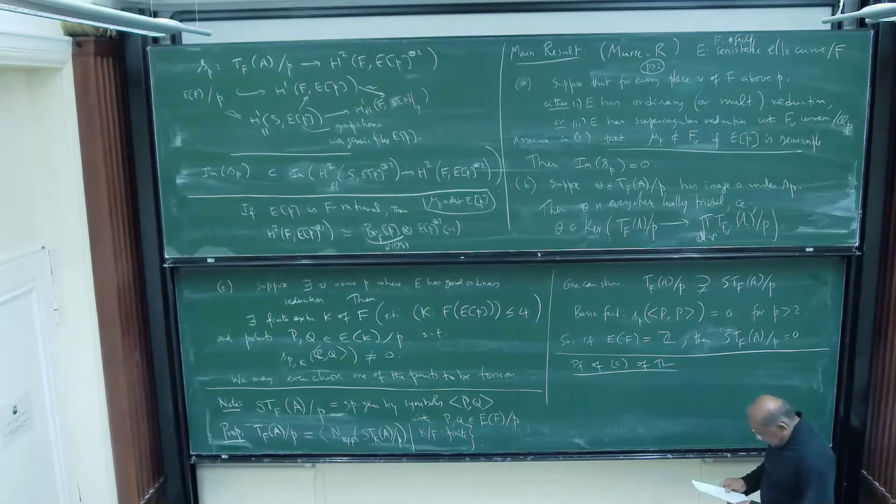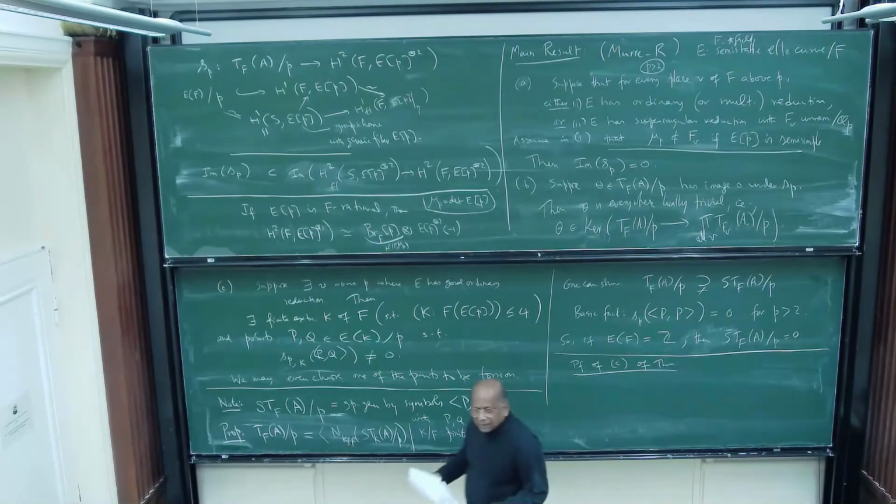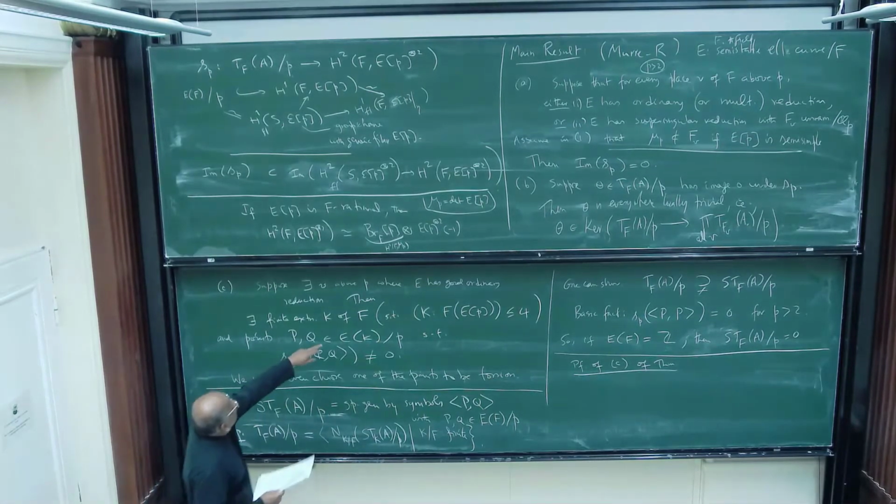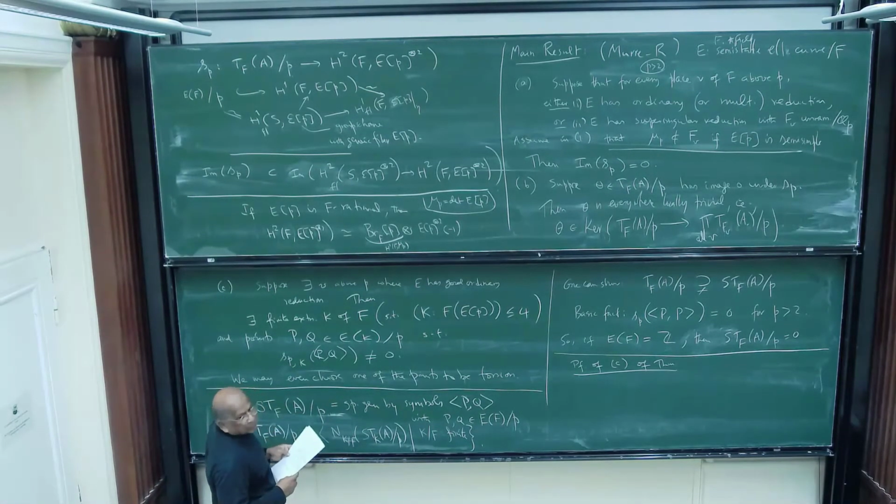So I can say... Sorry, at this point, K is global? Sorry? K is global over F. F is global, yeah. F is a number field. Okay.